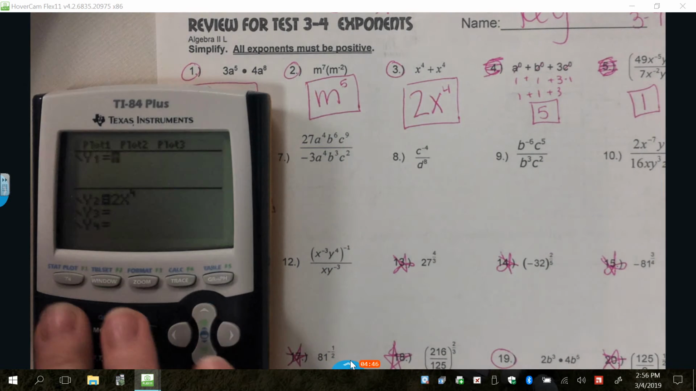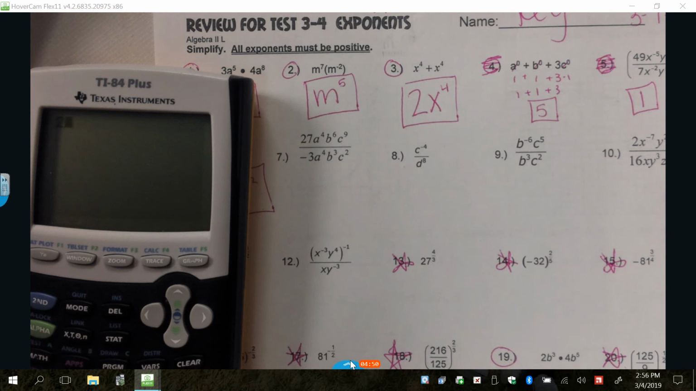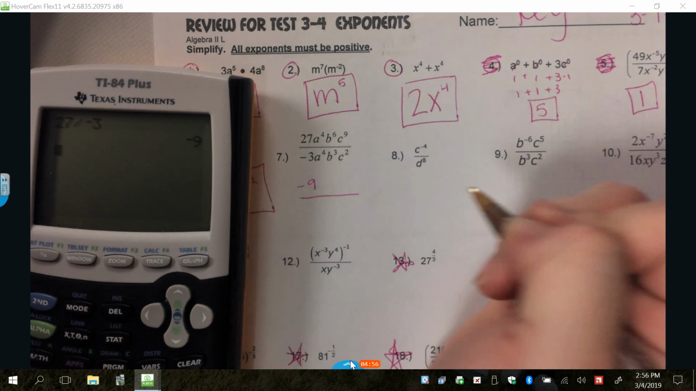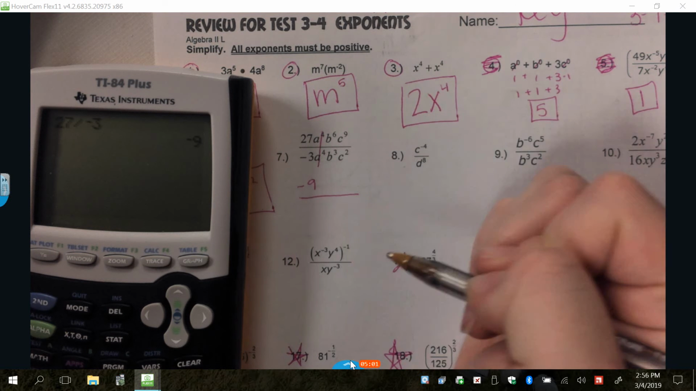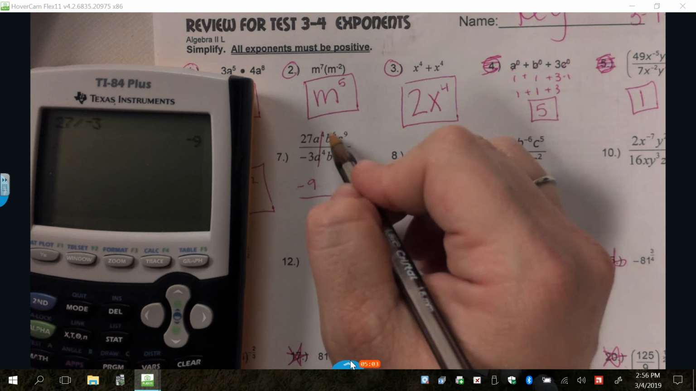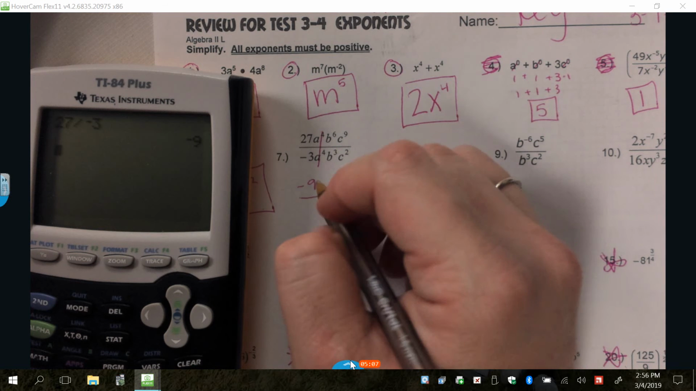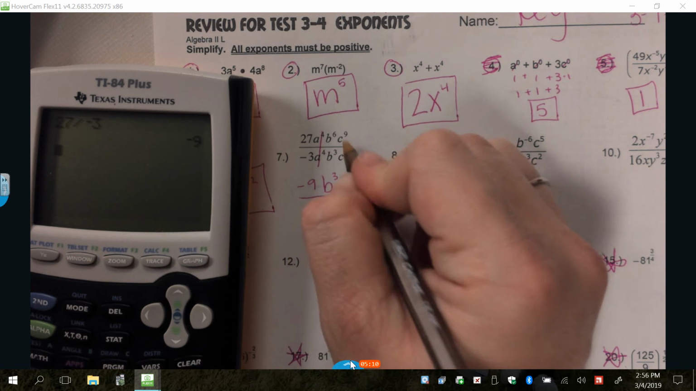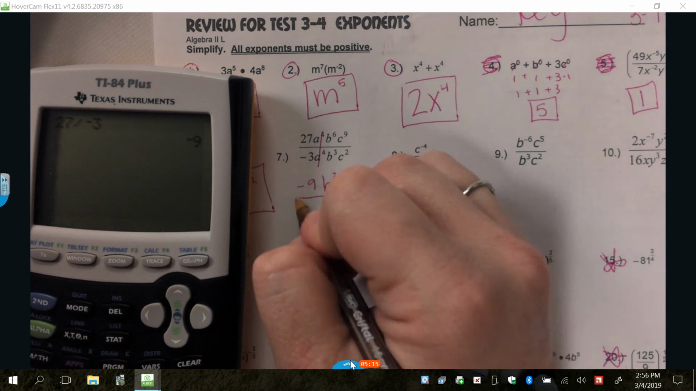Okay, so I'm going to start on my home screen. 27 divided by negative 3. So I know right away that I'm going to have a negative 9. I'm going to go ahead and keep my fraction line. Now, I have a to the 4 over a to the 4, those are the same, therefore they cancel. I have more b's on top, so 6 minus 3, remember when you're dividing you subtract. 6 minus 3 is 3, and I have more c's on top, so 9 minus 2 is 7. There's my answer.